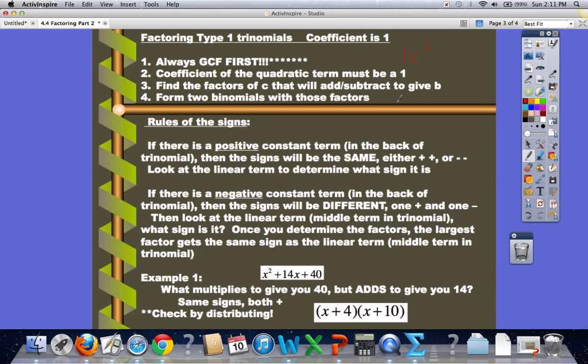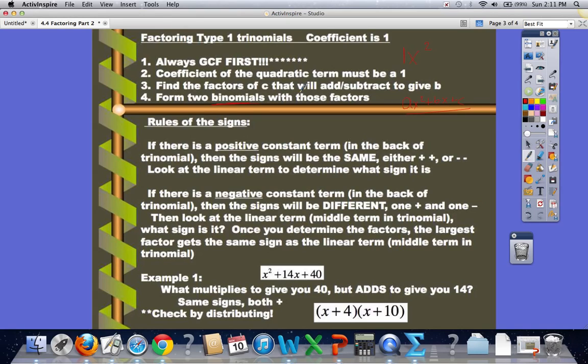All right, remember it is ax squared plus bx plus c. That's our quadratic standard form. So you want to find factors of c that add or subtract, depending on what the sign says, to be b. All right, then you're going to form two binomials. Binomials means has two terms with those factors.